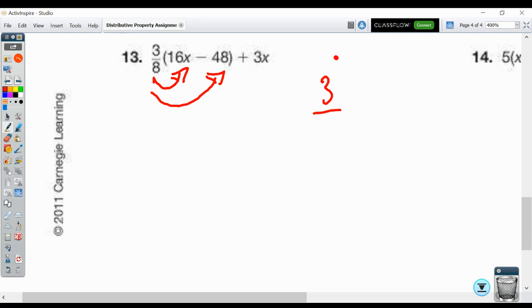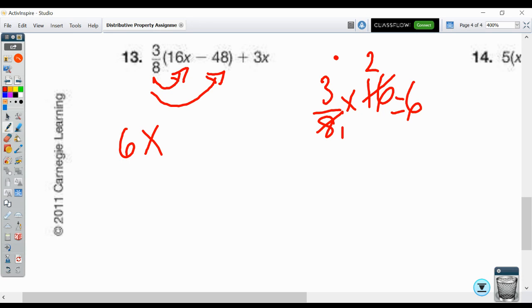If I take 3/8 times 16, now I could multiply 3 times 16 and get a crazy number, but I like to divide first because I see that 16 and 8 can both divide. So 8 goes into 16 2 times, so that can simplify, and then my answer is just 3 times 2 is 6. So 3/8 of 16 is going to be 6x.